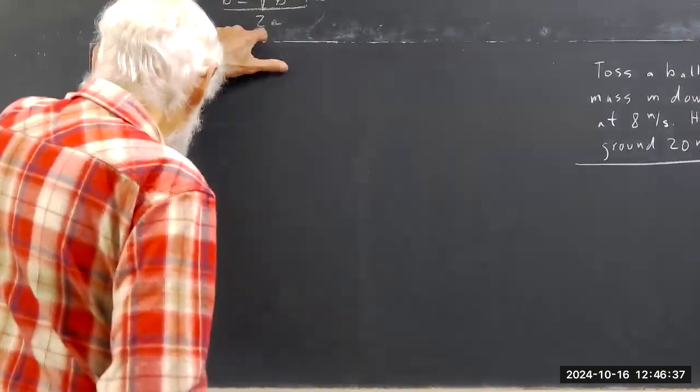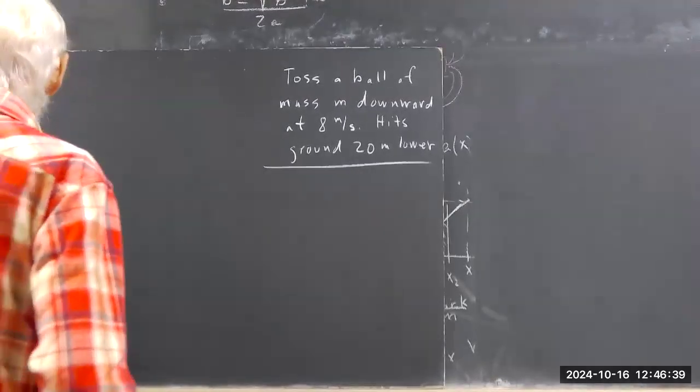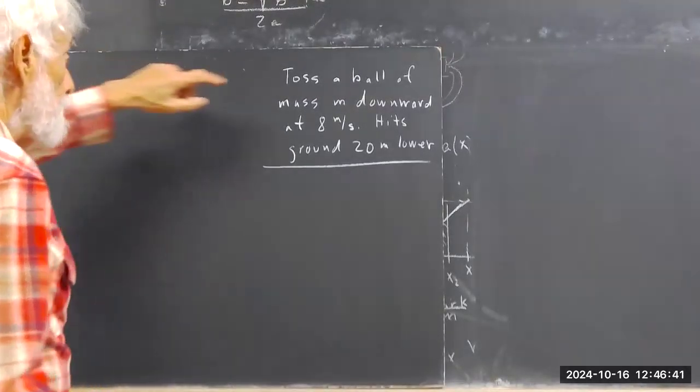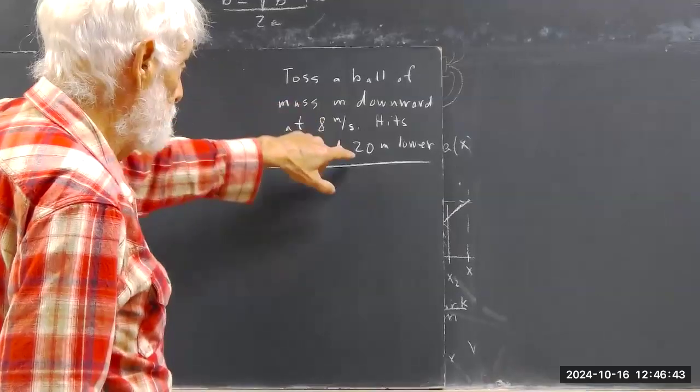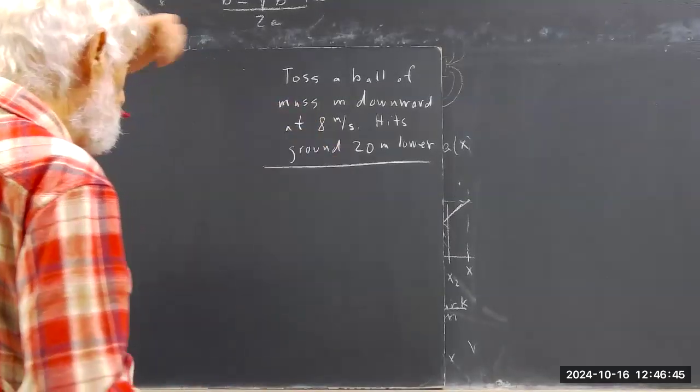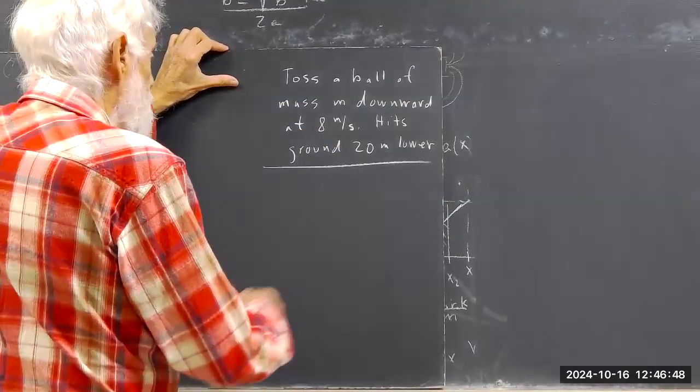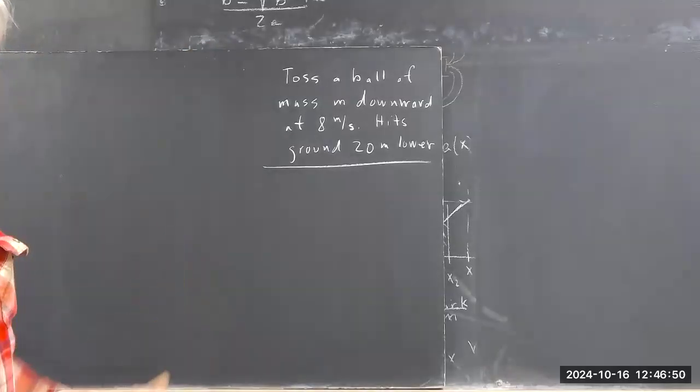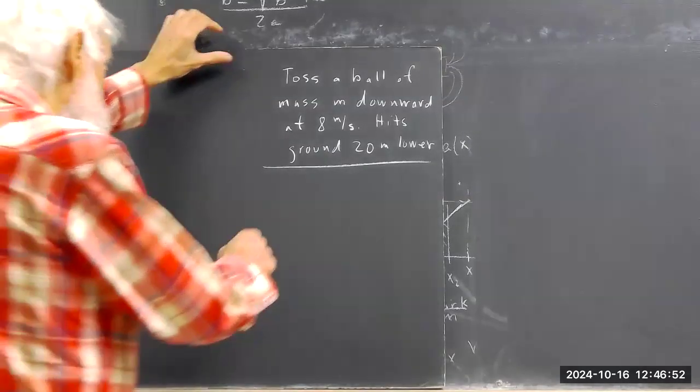Okay, so the question. Give you just a very short timeline. Toss a ball of mass m downward at 8 meters per second, hits the ground 20 meters lower. Okay? And we want to find how fast it's going when it hits.